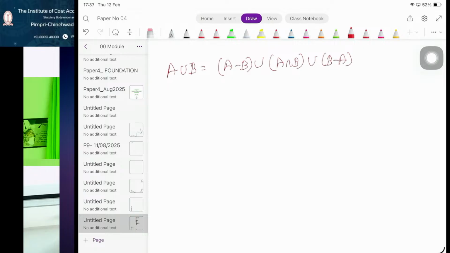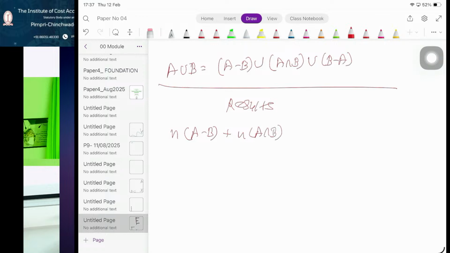Okay, so this is the concept of mutually disjoint sets and differences of sets, so and so on. Some important results. Number of elements, N stands for number of elements. N of A minus B plus number of elements of A intersection B is equal to number of elements of A. What it means?